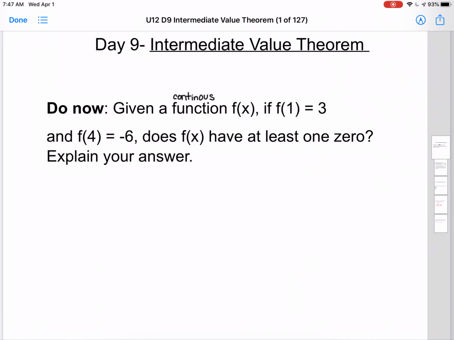All right, guys, here's day 9. I didn't put this in the other unit so that we could finish limits and get a test in. So we'll do this one today. It's just a review of something I taught you earlier in the year, the intermediate value theorem.